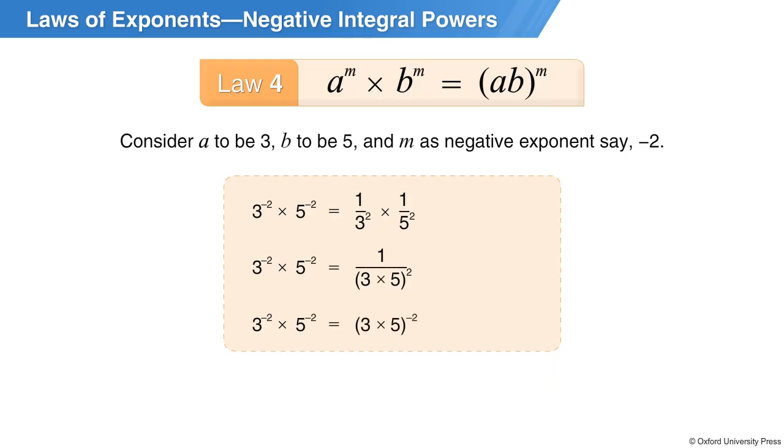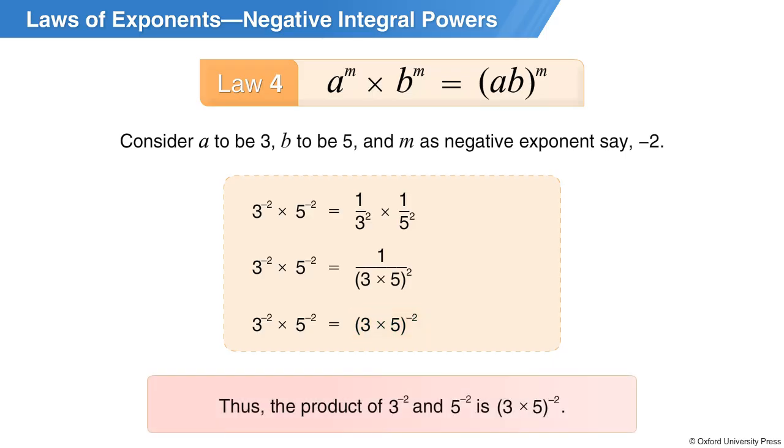Thus, the product of 3 raised to the power minus 2 and 5 raised to the power minus 2 equals the product of 3 and 5 raised to the power minus 2. Hence, the fourth law of exponents holds for negative integral powers.